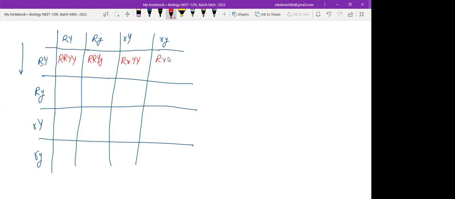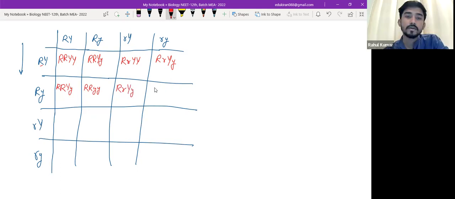Capital R, small r, capital Y, small y. Capital R, capital R, capital Y, small y. Capital R, small y, small y. Capital R, small r, capital Y, small y. Everyone is following?